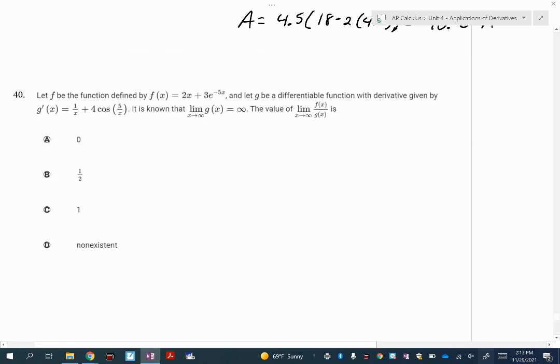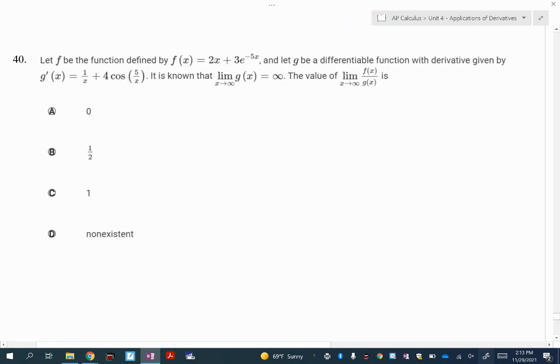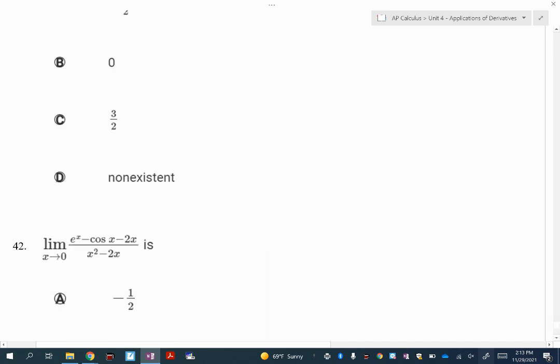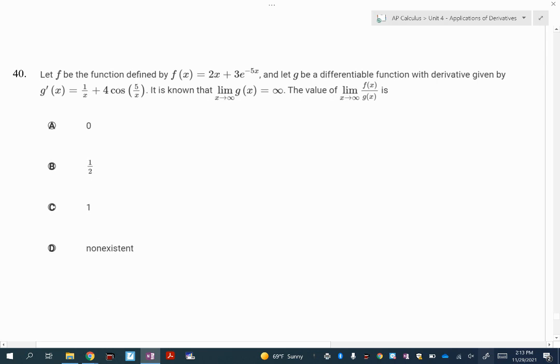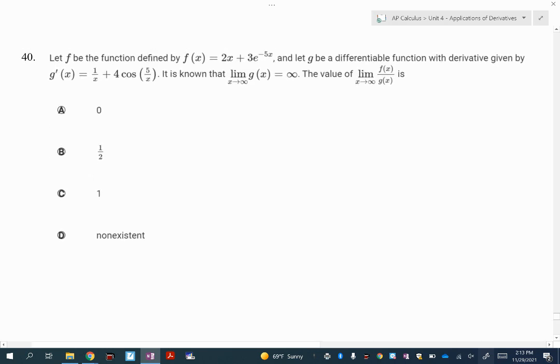Let's go to 40. Now these last three, if I'm not mistaken, yep, these last three are all about L'Hopital's rule, which is a lesson that we just ended up doing recently. So in this one, it tells us that we have a function f, and then it gives us the g prime of x function, so the derivative of g. And it's known that the limit as x approaches infinity of g of x is equal to infinity.